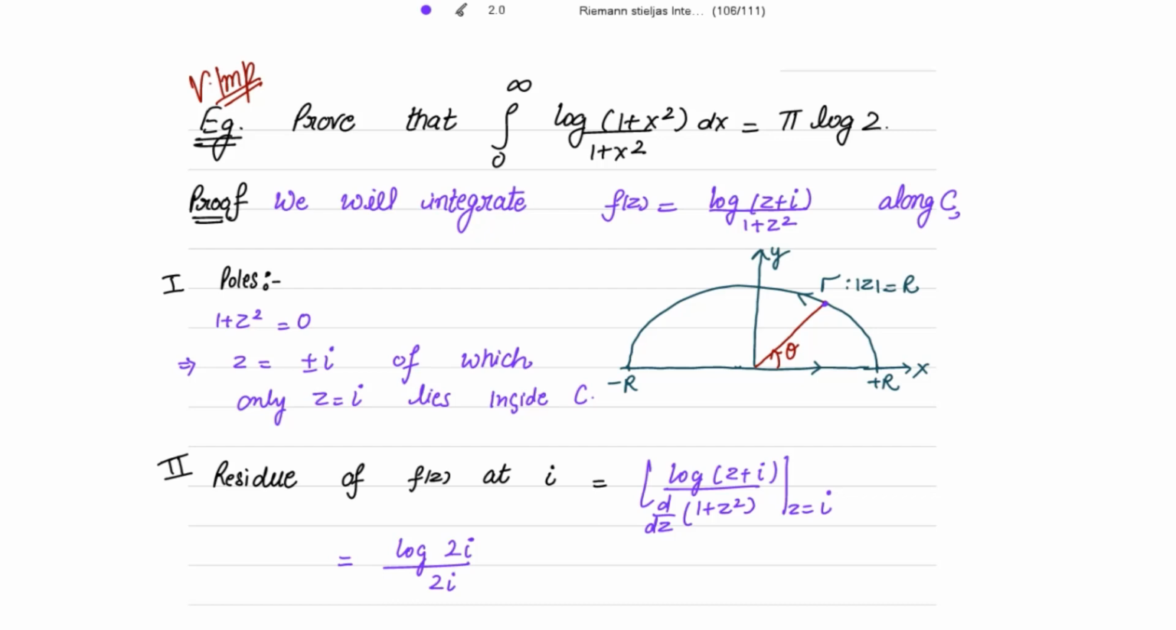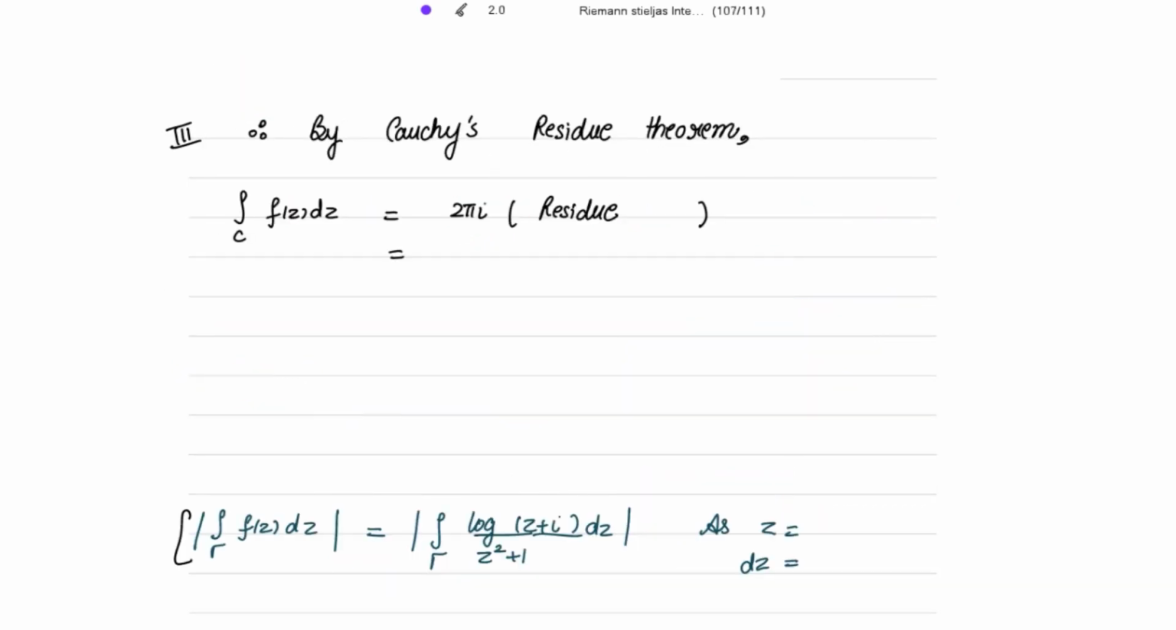So this is your residue. Fine, all right. Now the third step is I have to use the Cauchy residue theorem: the integration over C of f(z) dz is equal to 2 pi iota times the residue. This is the Cauchy residue theorem. So this is 2 pi iota times, what is the residue? The residue is log of (2 iota) over 2 iota, right? And this 2 iota will be cancelled out, and I'm left with pi log of 2 iota. Is this clear? All right.